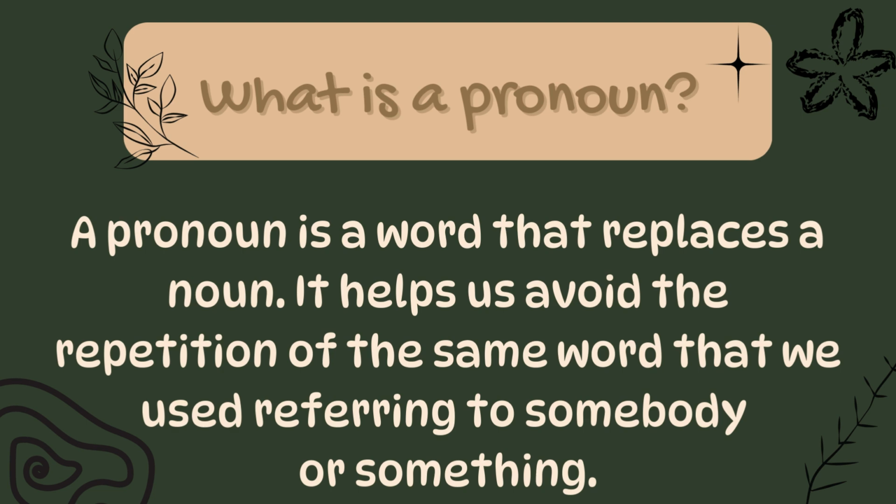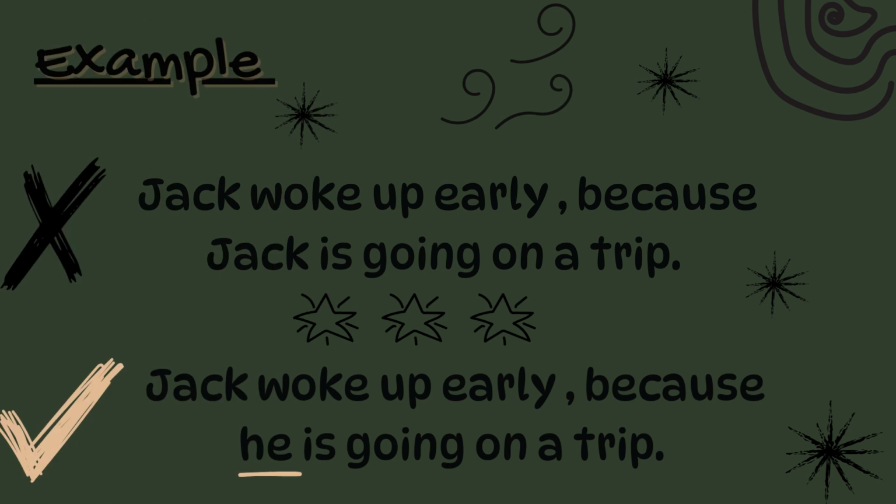A pronoun is a word that replaces a noun. It helps us avoid the repetition of the same word that we use referring to somebody or something. For example, Jack woke up early because Jack is going on a trip. This one is wrong because we repeated the name Jack even though we already mentioned it. So the right one will be Jack woke up early because he is going on a trip. We replaced the second time that we mentioned Jack in this sentence by he.